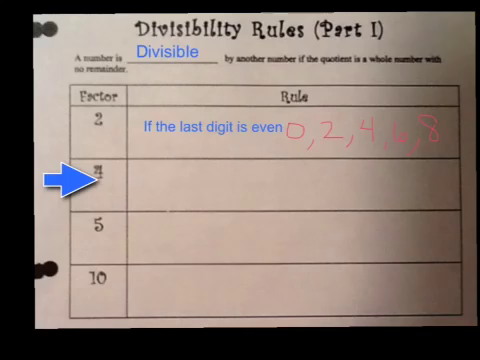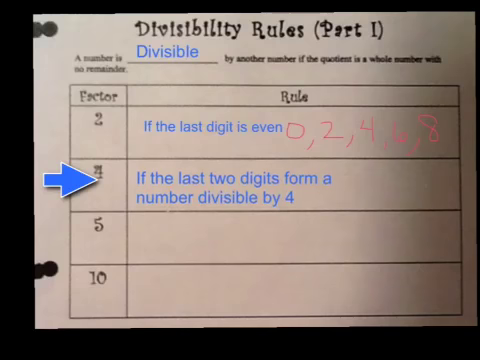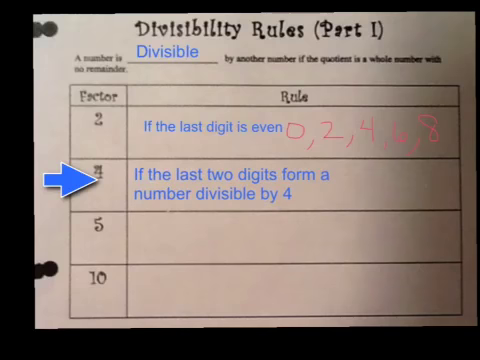We're going to type in the divisibility rule for 4. Our divisibility rule for 4 is: if the last two digits form a number divisible by 4. Okay, so we're going to put that there.